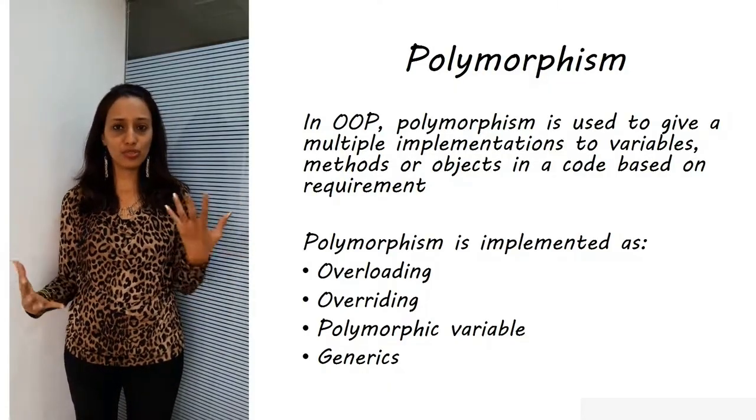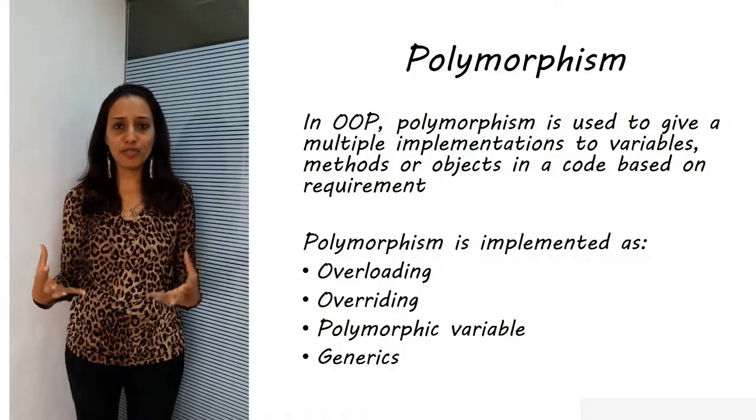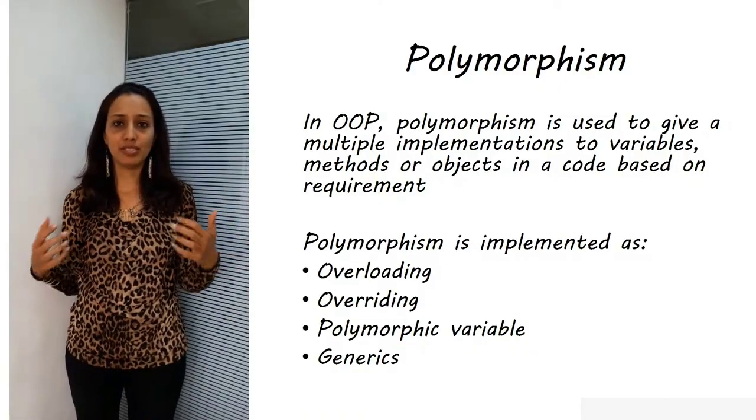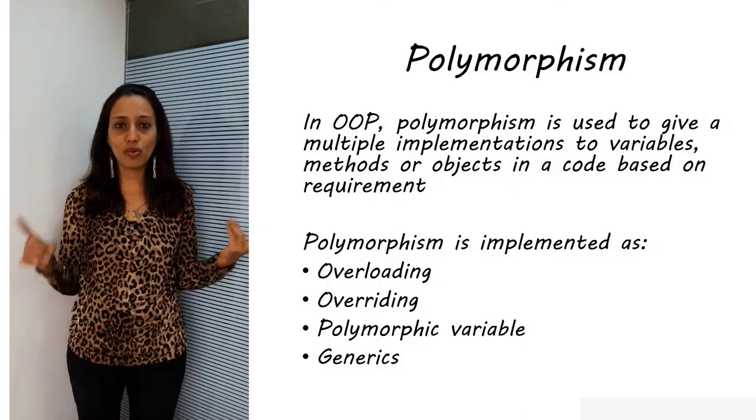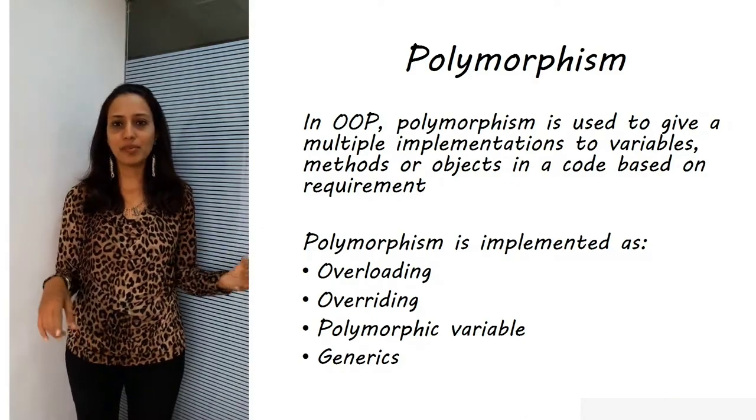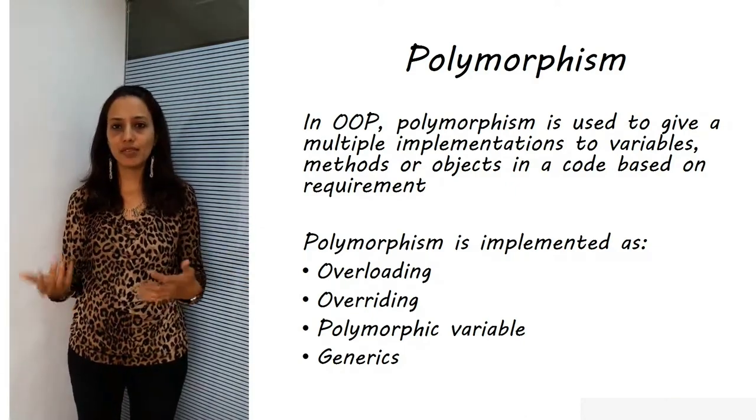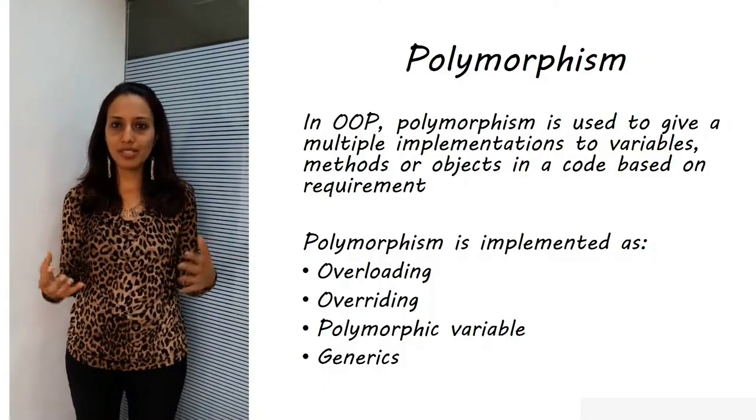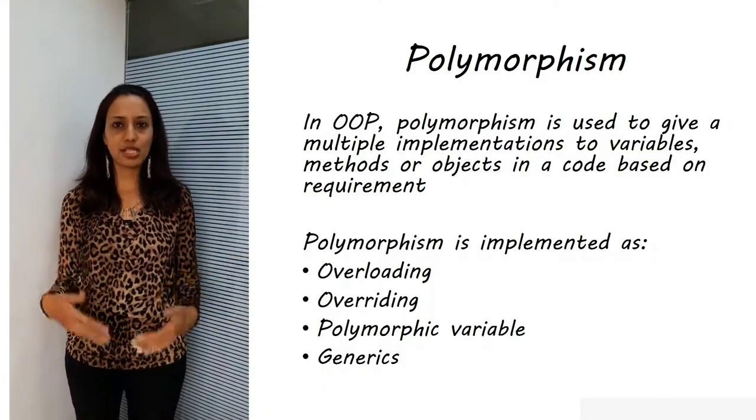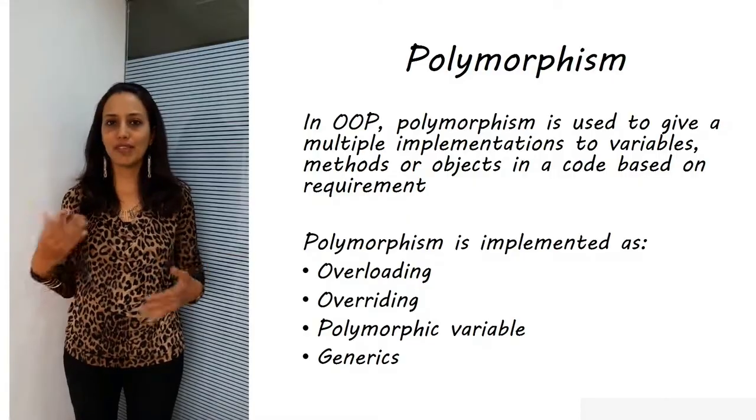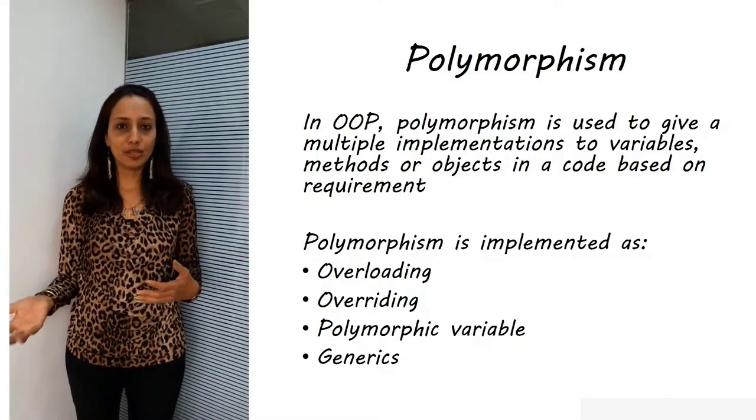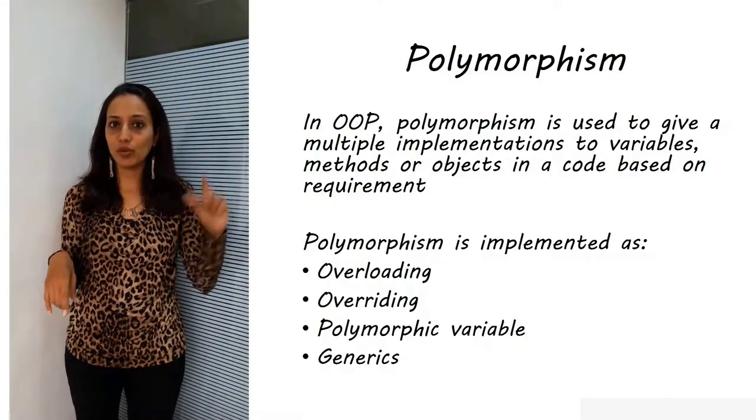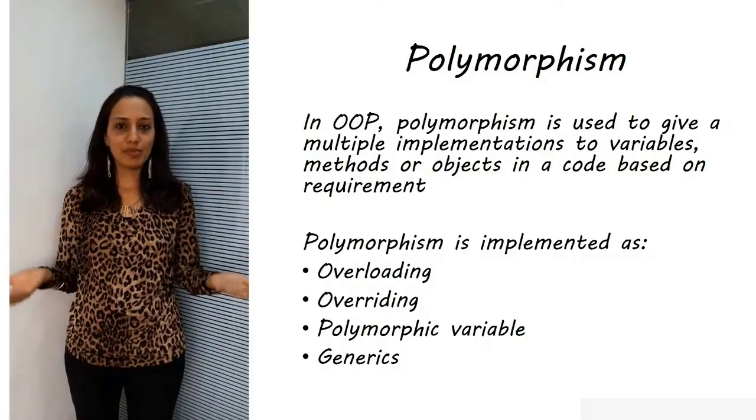Mainly, polymorphism is implemented using features like overloading, overriding, polymorphic variables and generics, and there are several other ways, but these are the most common. What is this? Don't worry about it. This is just for your knowledge right now. These things will come up over a period of time when we start doing the actual programming, and then I will remind you that okay, this is polymorphism or an implementation of polymorphism.